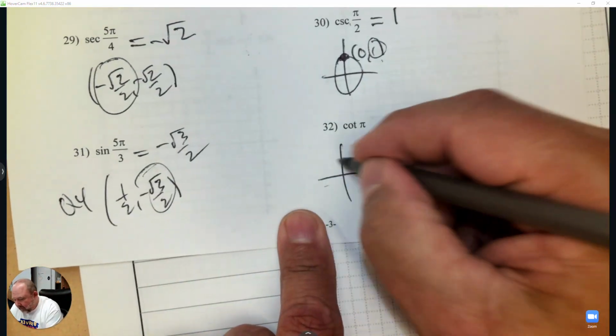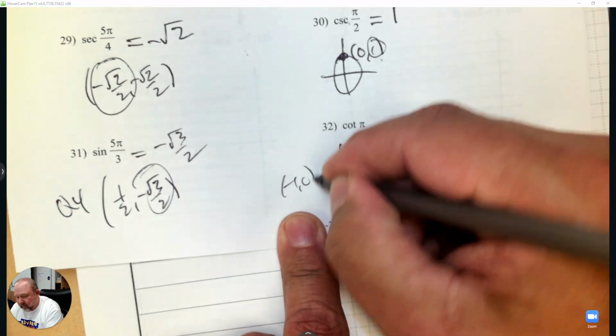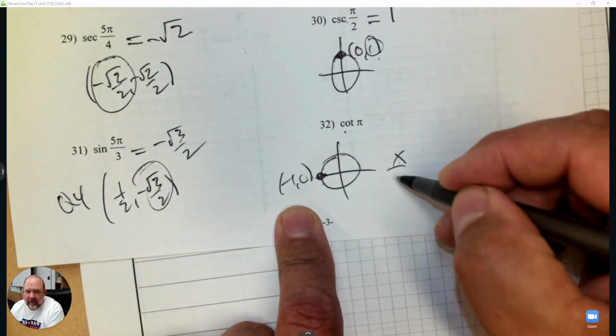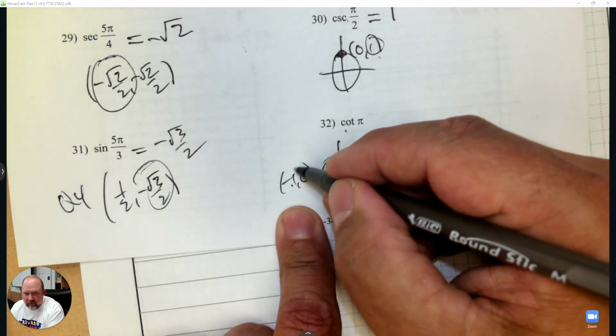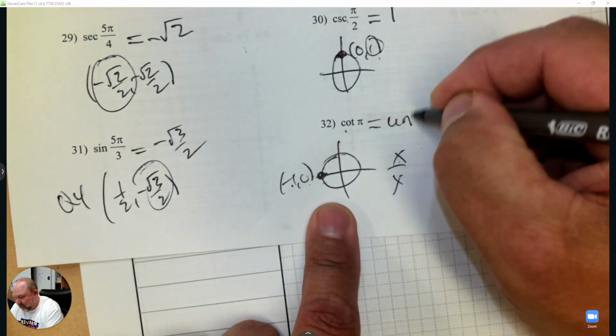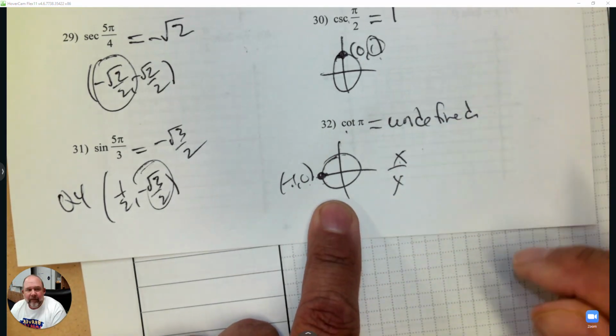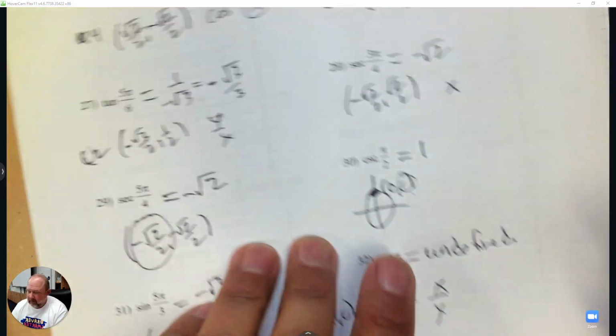Cotangent pi, that's on the unit circle. Here on the left, that's -1 and 0. Cotangent is the reciprocal of tangent, so it's x over y. So the x over the y means this answer is undefined, because you can't divide by 0 on the bottom.